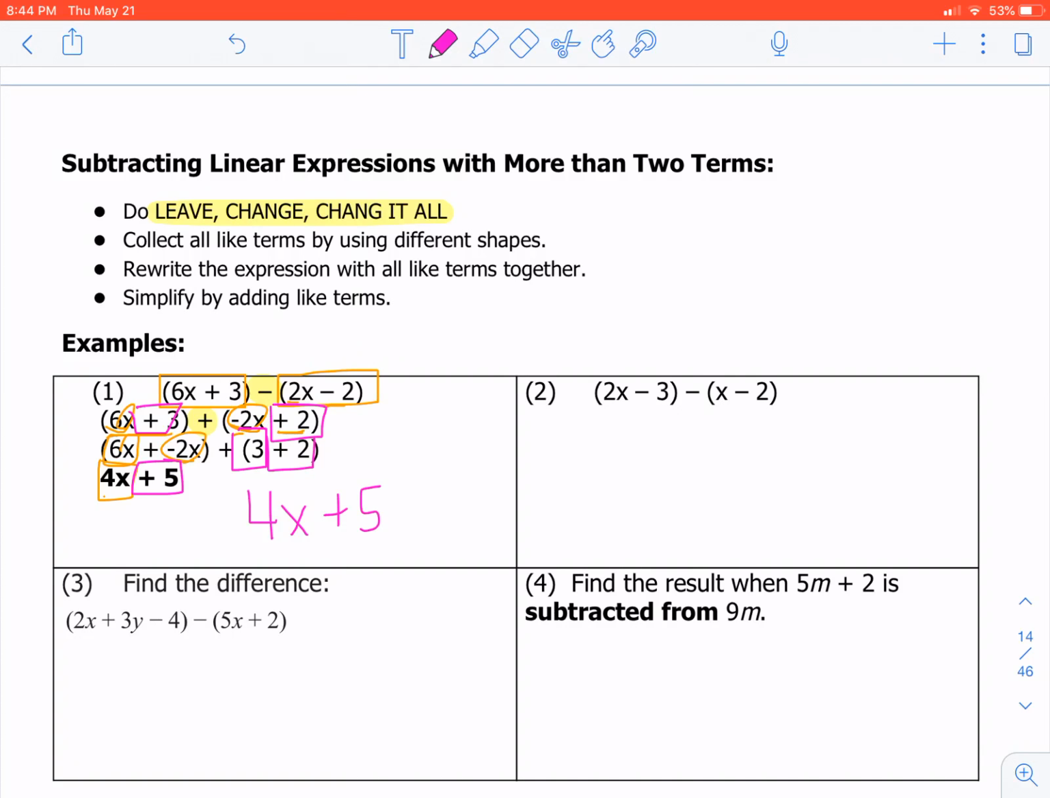Now, I'm going to do that again. Okay, so let's go to number 2. We're going to leave this whole first one as is. So 2x minus 3. We're going to change this to a plus sign, so leave, change, and then we're going to change it all. So that's going to become negative x plus 2. So I changed the x to negative x. I changed the minus 2 to plus 2.